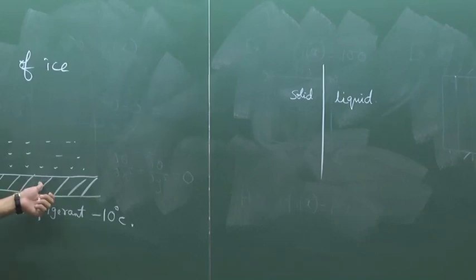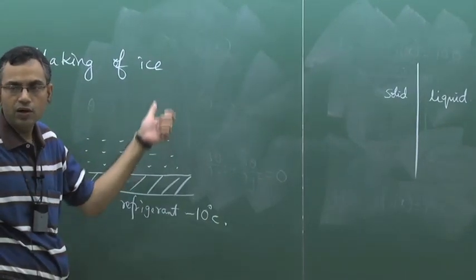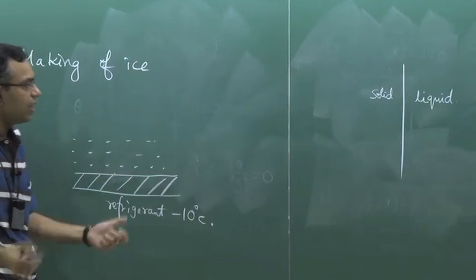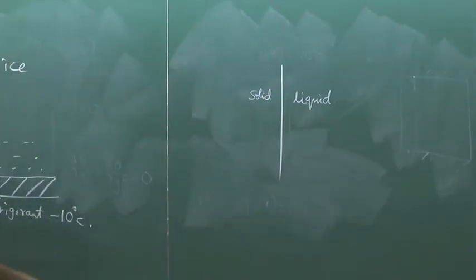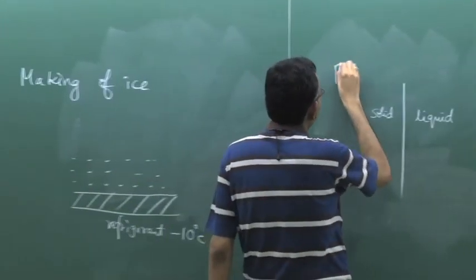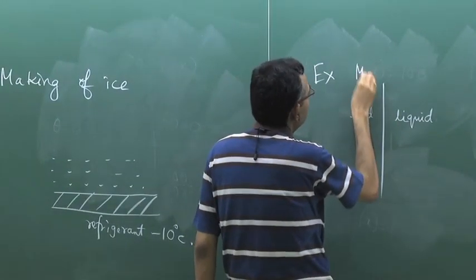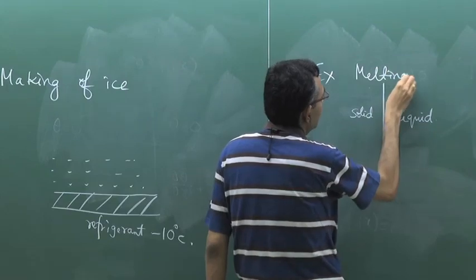I am not discussing this problem first, but a different problem just to know what kind of boundary condition you should use at the interface between the ice and the water. So we are taking an example which is a little bit different. This is melting of a solid.